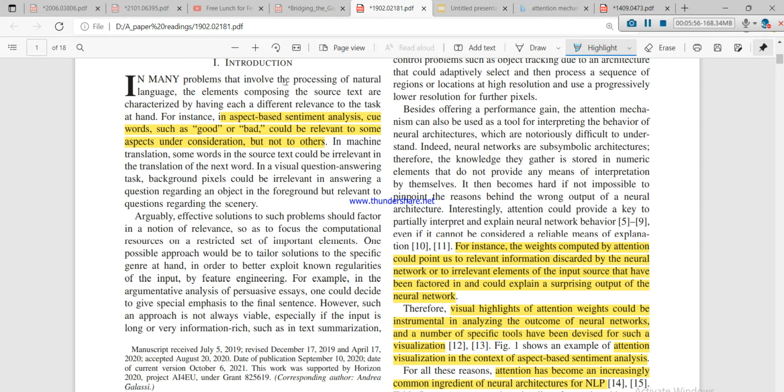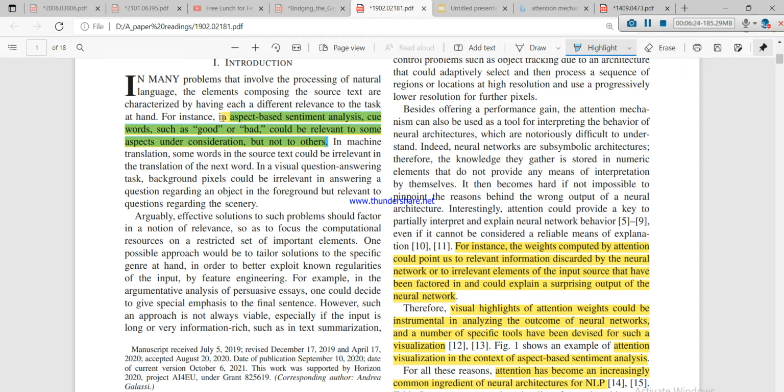Many problems involve the processing of natural language, where the elements composing the source text are categorized by each having a different relevance to the task at hand. There were problems like those involving the processing of NLP, for example in aspect-based sentiment analysis. Words such as good and bad could be relevant to some aspect under consideration, but not to others.